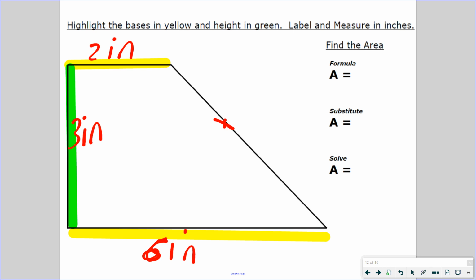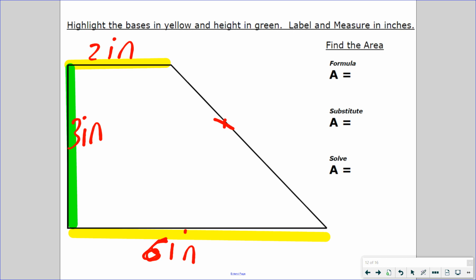So again, if you had a ruler, you would actually be doing this right now on a worksheet. You would measure in inches, but I don't really have a ruler here. So I'm just estimating what it is.